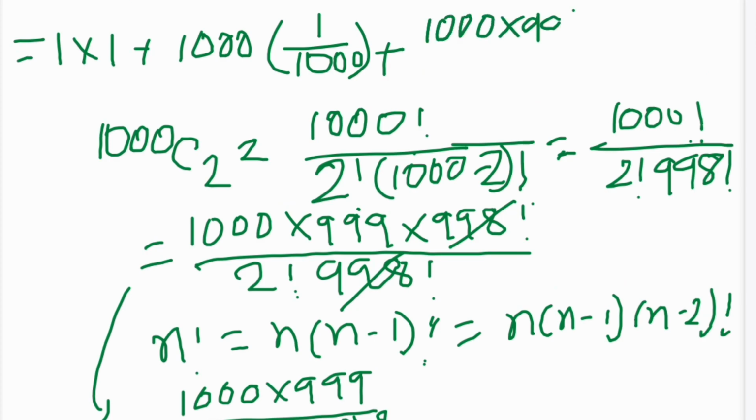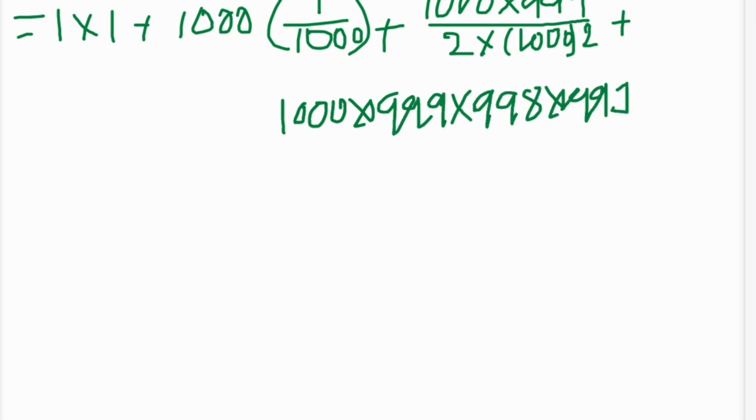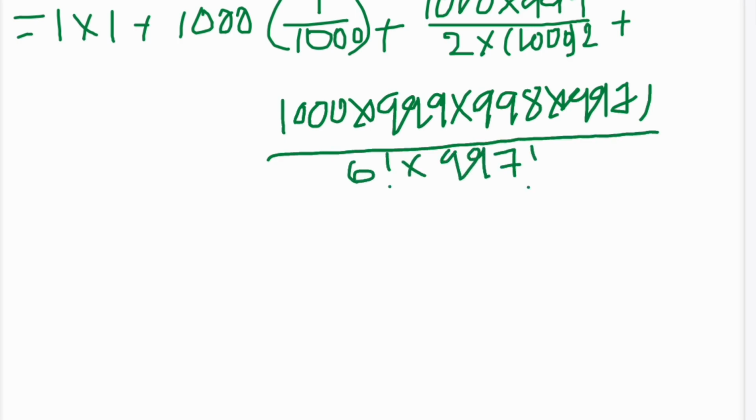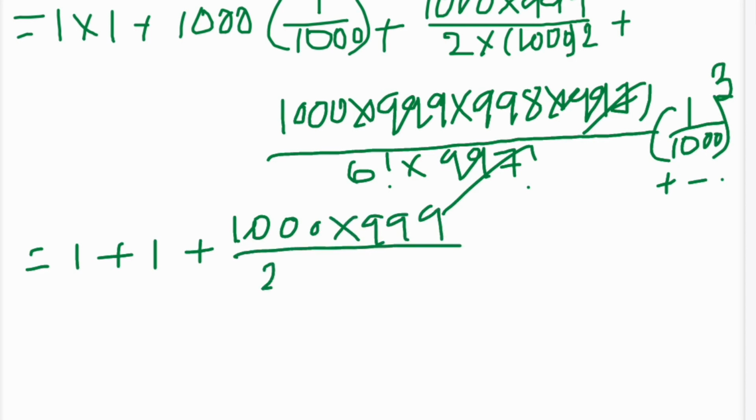Plus 1000C3. So we can split it as 1000 into 999 into 998 into 997 factorial, right? Over 3 factorial, that is 6, into 997 factorial, right? So we can cancel 997 factorial from both denominator and numerator. So left is 1000 into 999 into 998 over 6, that is, 24 into 1000 whole cube, right?